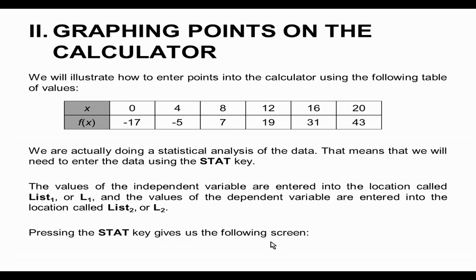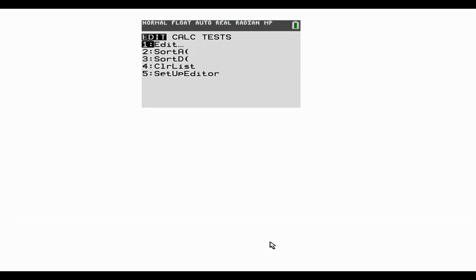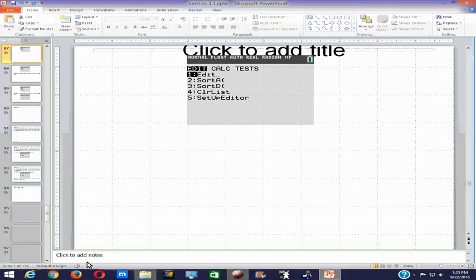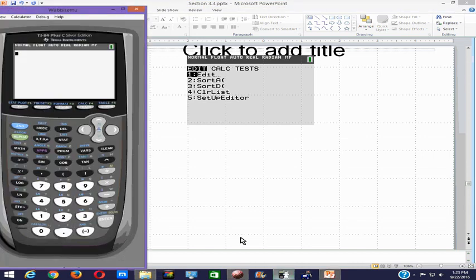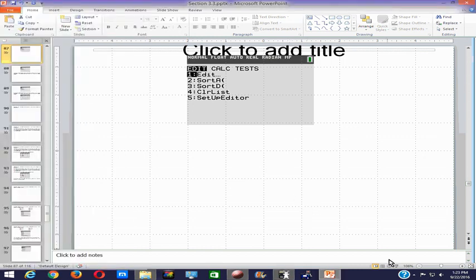So pressing the stat key gives you the following screen. You've got edit, calc, which means calculate, and some tests. We don't really do the tests, so since we're going to be doing some stuff with our calculator, let me get mine out here. So if I take out my calculator, again, stat, we're there. So I'm caught up to where I am.